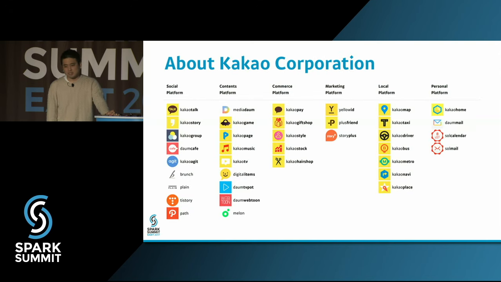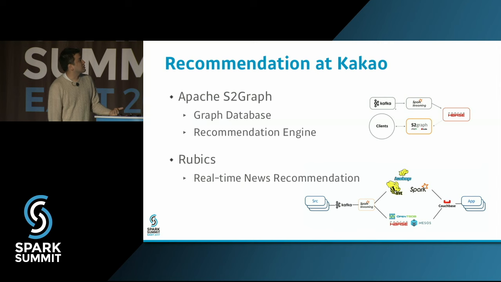Kakao is a big Korean internet company that is like Uber, Facebook, Amazon, Google, Spotify, Pandora. At the same time, it has a bunch of services. And because of this variety of services, it is really fun to work on recommendation systems for those services.